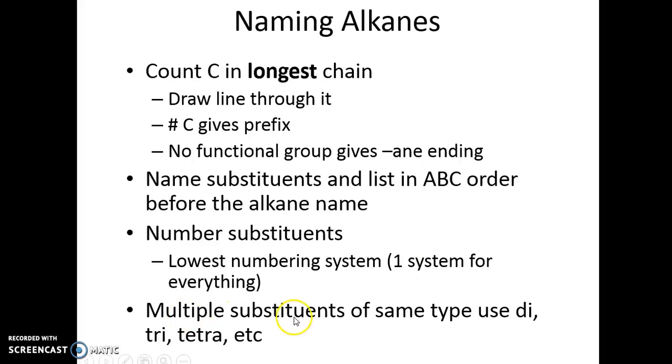If you have more than one of a particular substituent, then you would use di, like dimethyl, triethyl, tetrapropyl, diethyl, trimethyl, tetrabutyl. All of these are indicating how many of those are on the chain.